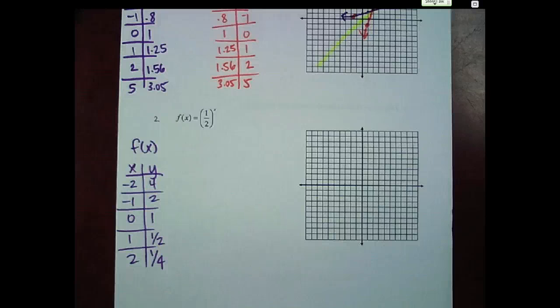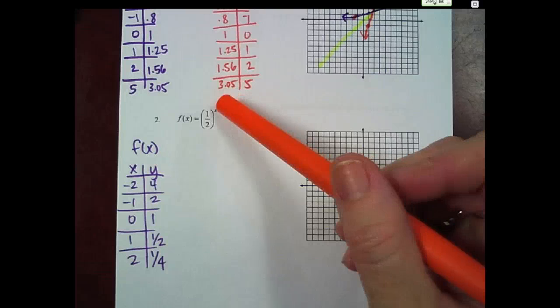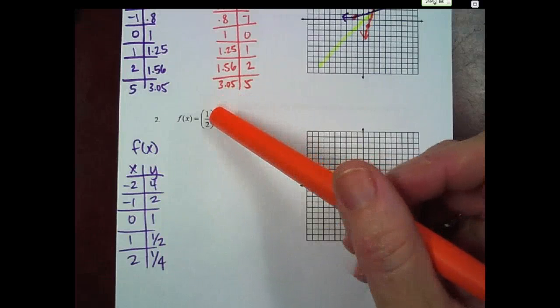Something like this. Now, especially on number one. On number two, you can kind of do those in your head. What is 1/2 to the negative 2? If you square 1/2, you're going to get 1/4. And then you put the 4 on top, it's negative.